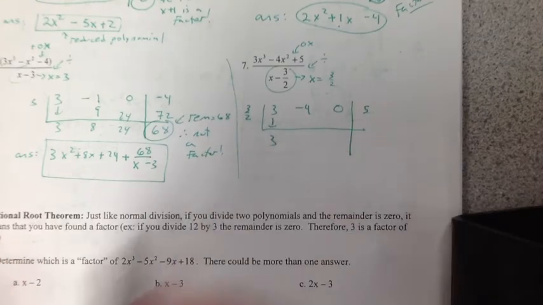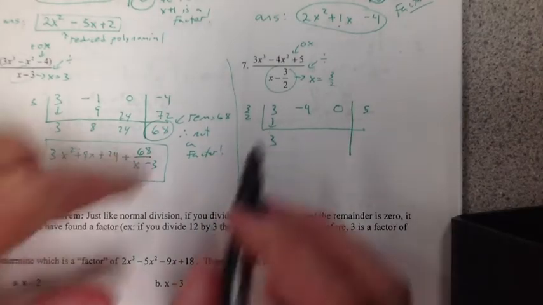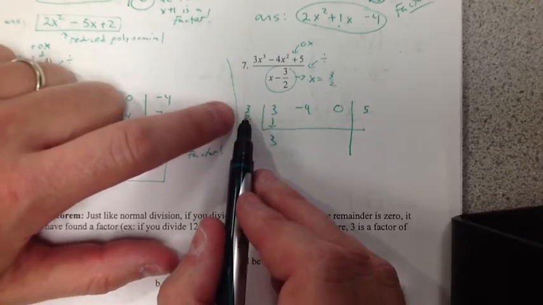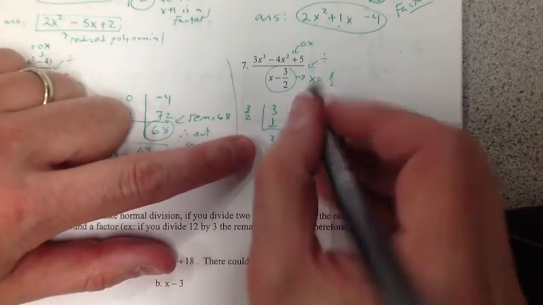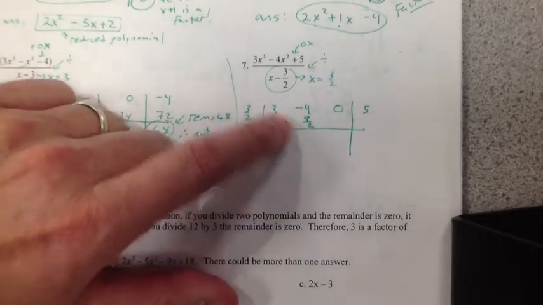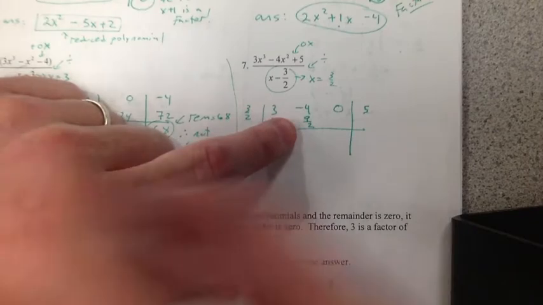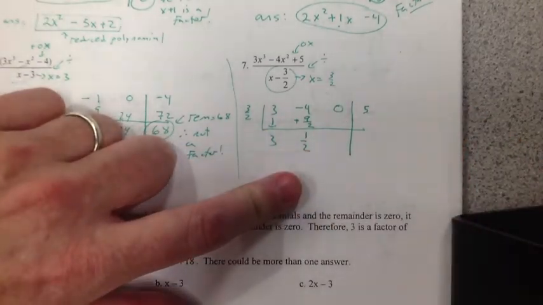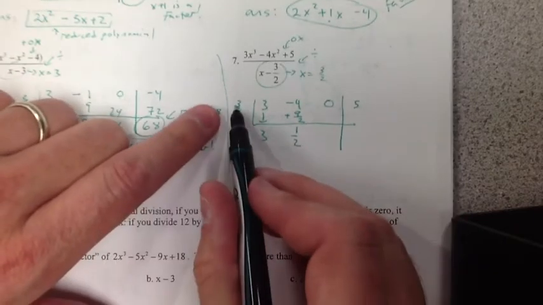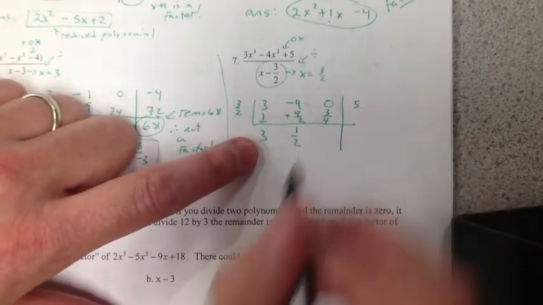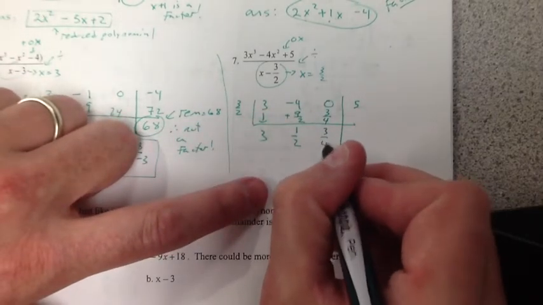Drop it. We get 3. Multiply. All right, this is where we get fun for the fractions. 3 halves times 3 is 9 halves, basically 4 1/2. If you take negative 4, add 4 1/2, you're going to get 1/2. Multiply. 3 halves times 1/2, 3 fourths. And I'm adding it, so I get 3 fourths.